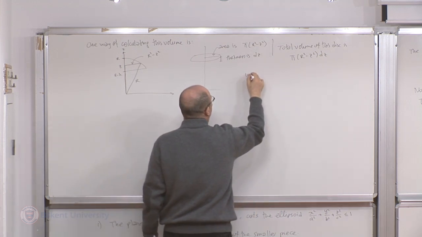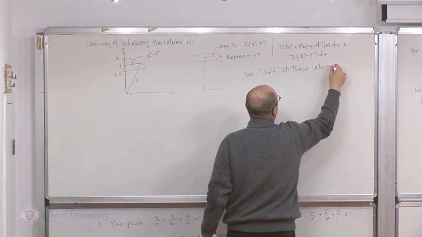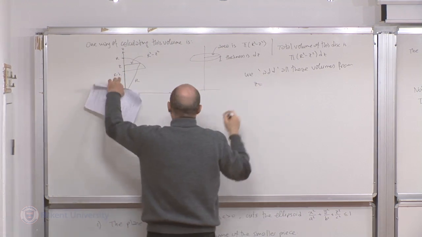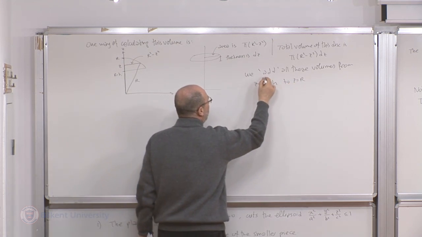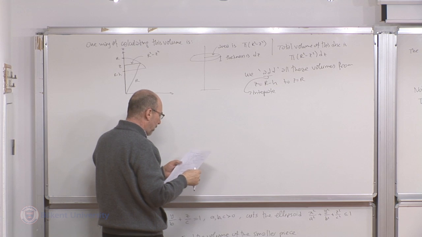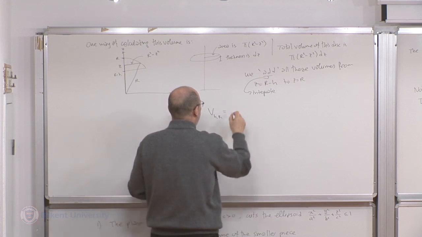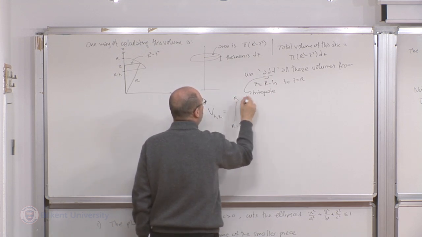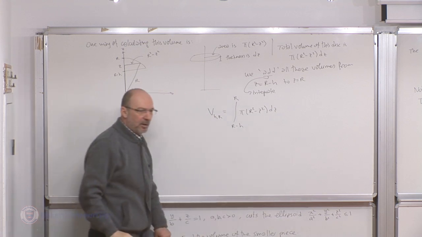We add all these volumes from z equals r minus h to z equals r. That is, we integrate. So the volume V(h, r) is equal to the integral from r minus h to r of pi (r squared minus z squared) dz. That's how you find the volume.